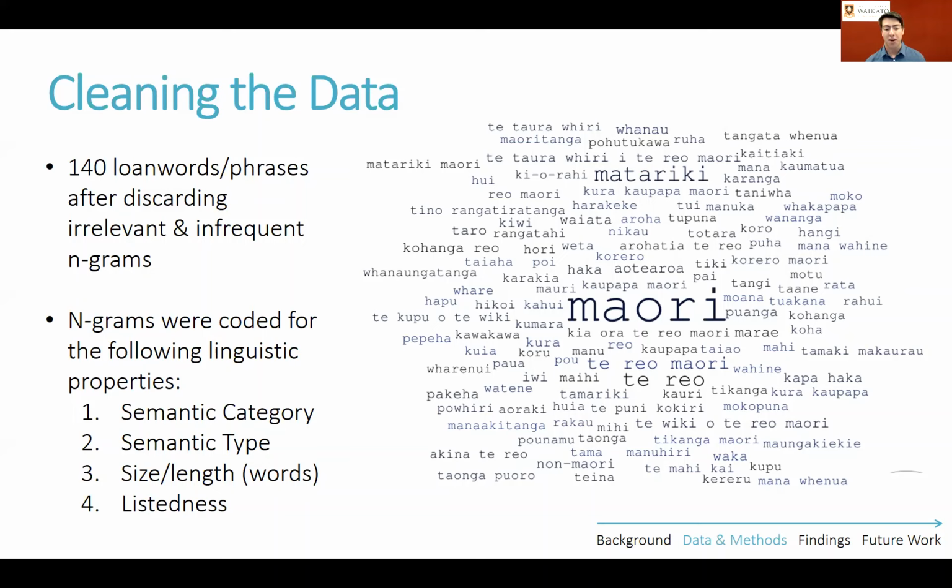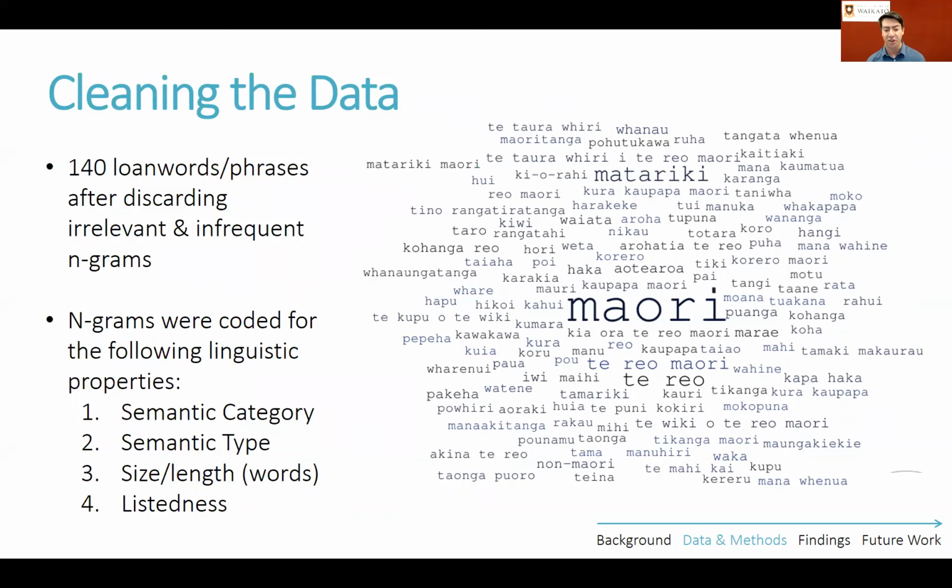There were also some Māori words that share the same phonotactics as much more common English words, like take, more, and hope. Finally, we removed loanwords that occurred fewer than 5 times across our 3 corpora because these tended not to be used in relevant contexts. This left us with 140 loanwords in total, which you can see in this word cloud.